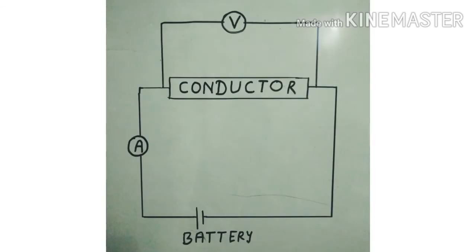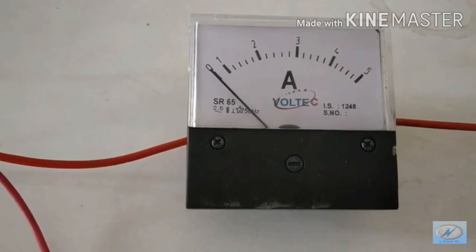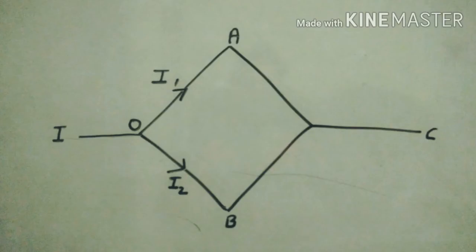For this, he did an experiment. He took a conductor and joined both its ends to the opposite terminals of the battery so that a potential difference can be created. He wanted to find the relationship between potential difference V and current I. So he used a device which can measure current, that is an ammeter. Ammeter means ampere meter. One electric circuit is given on the screen.